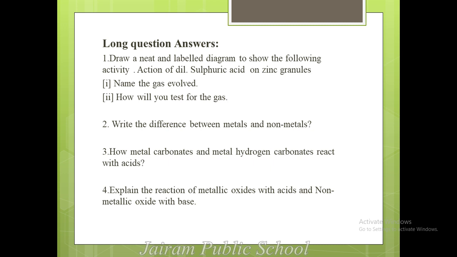And the next question: how do metal carbonates and metal hydrogen carbonates react with acids? That you have to write. Here I will explain an activity. We take 2 test tubes and label them as A and B. Take about 0.5 grams of sodium carbonate, Na2CO3, in test tube A, and about 0.5 grams of sodium hydrogen carbonate, NaHCO3, in test tube B.